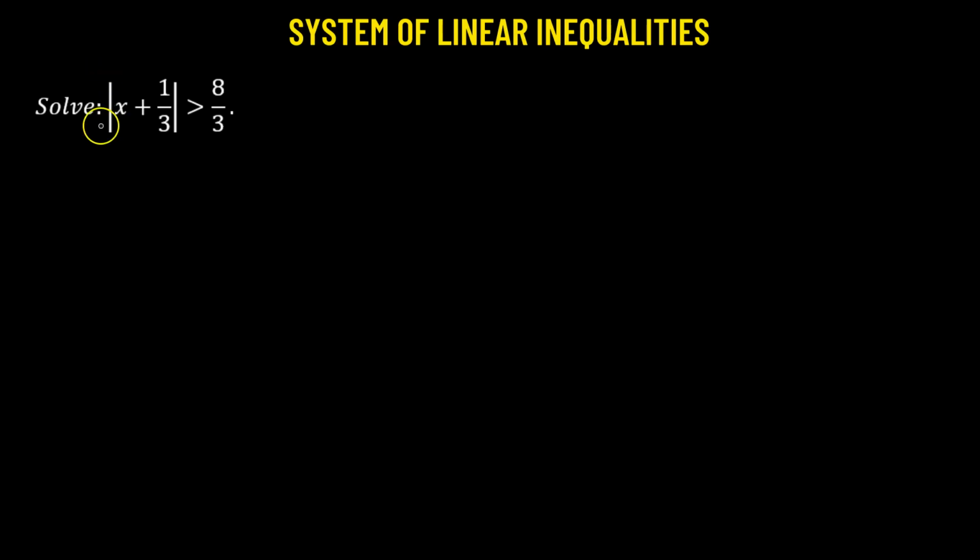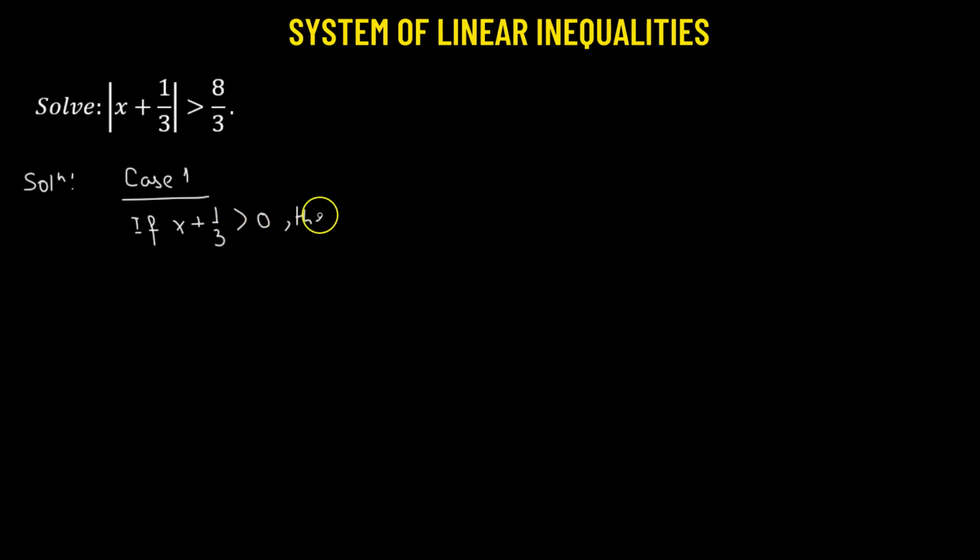Let's solve the following linear inequality. So here we are given that the absolute value of (x + 1)/3 is greater than 8/3. So here immediately we have two cases. Case number 1, if (x + 1)/3 is a positive number.